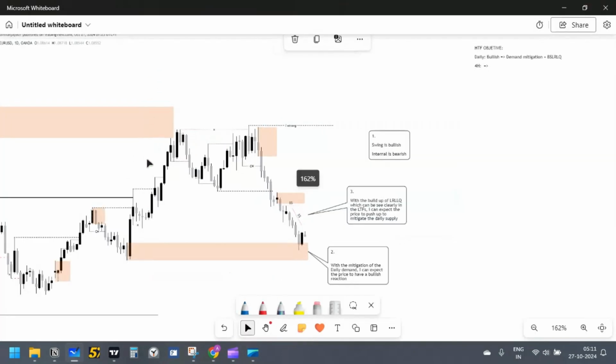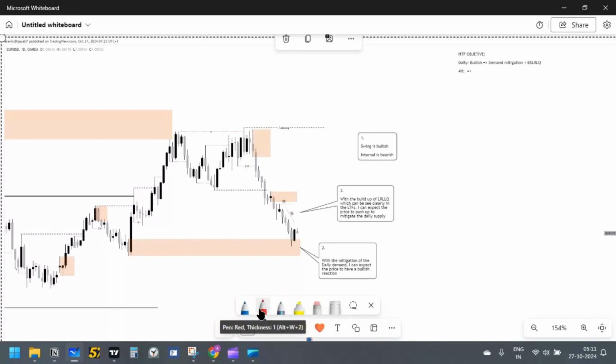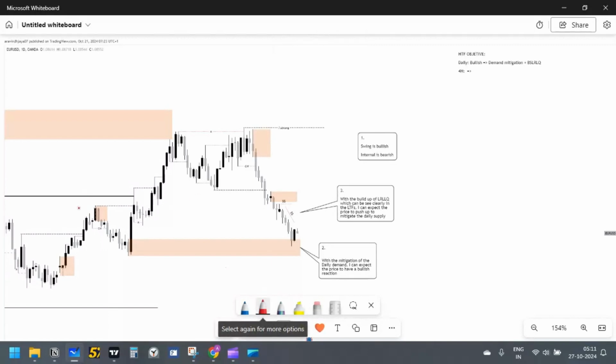Yeah, this is EURUSD and this is the daily chart. The swing structure is bullish, internal is bearish, and the price has mitigated the daily demand zone. So we are having a ton of buy side liquidity above, and here is another inducement zone above which we are having the daily supply.